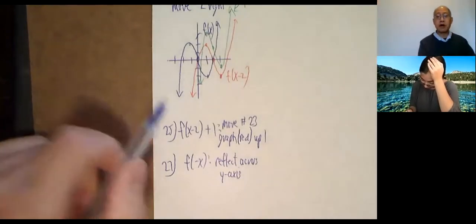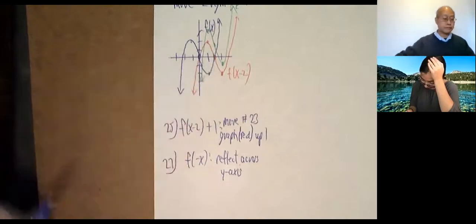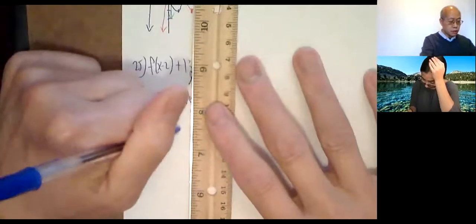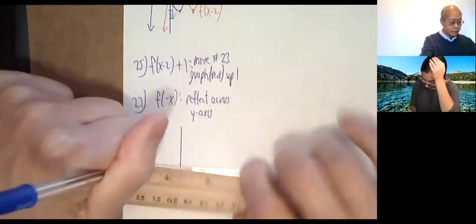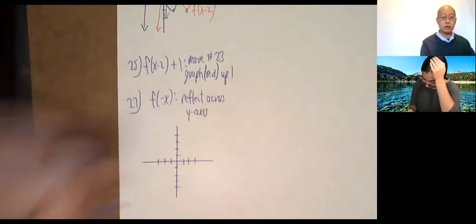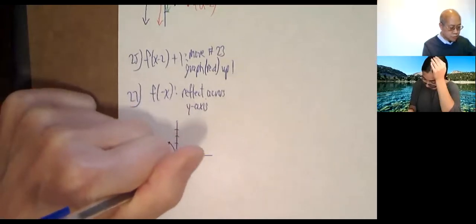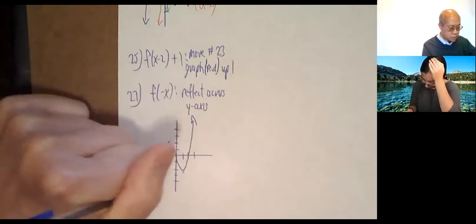So I'm going to start with a brand new graph. I'm going to try to start with the blue graph. So starting all over with my blue graph. Let me get the key points again, which were negative 1, 2, 0, 0, and 1, negative 2. And I'll just try to graph something like that. So here's the original f of x.